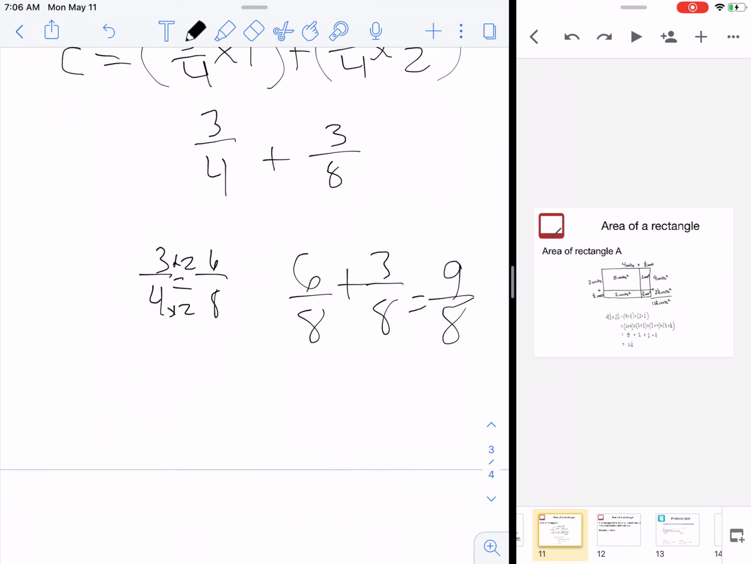8 goes into 9 one time. 1 and 1/8 is your area, but we're not done because we need to label units squared.